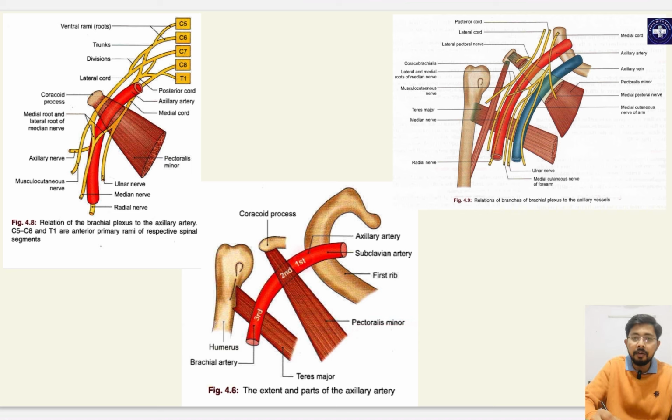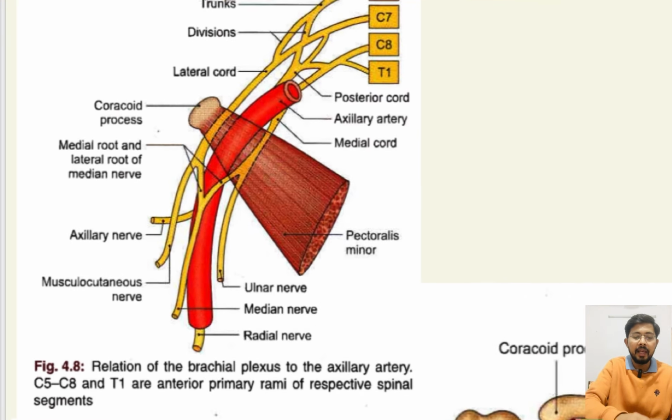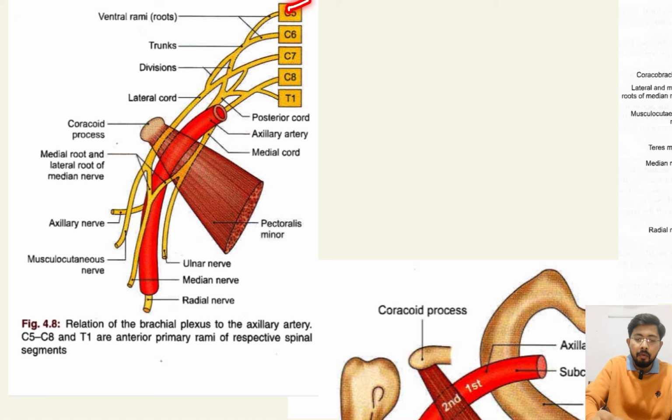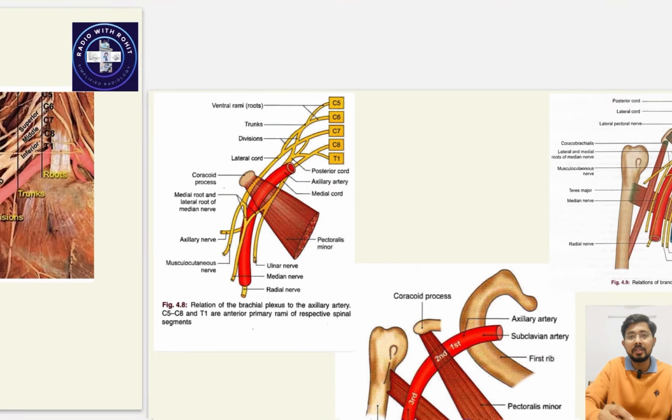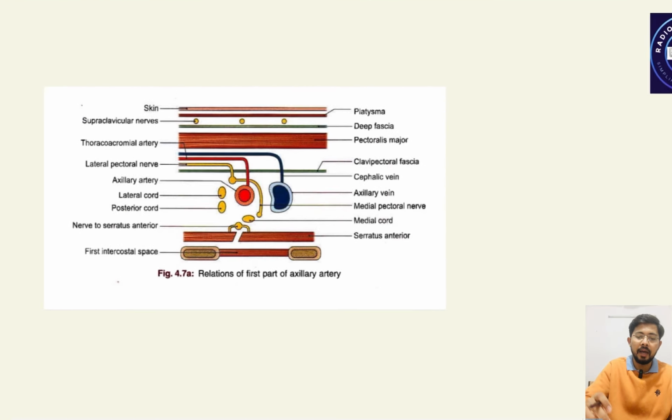This is the first part, which is before pectoralis minor. Second part, below pectoralis minor. After pectoralis minor is the third part. So the brachial plexus cords are named on the basis of this second part of the axillary artery. Here we can see that the roots C5, C6, C7, C8 and T1 give rise to the trunks, then divisions, and later on the cords, which are named with respect to the second part of the axillary artery.